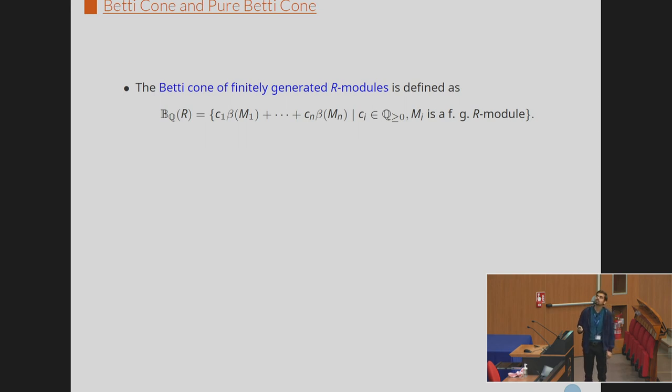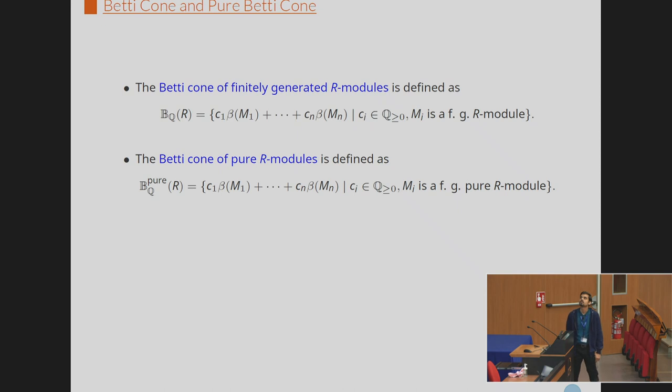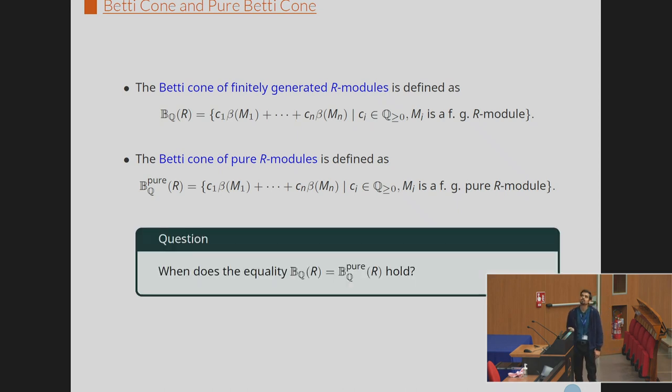So what we do is we generate a cone of all Betti tables of finitely generated graded R-modules, which we call the Betti cone. It is all non-negative rational linear combinations of Betti tables of finitely generated graded modules, so the c_i are non-negative rational numbers. And we have its subset, namely the Betti cone of pure R-modules, in which we consider linear combinations of Betti tables of pure R-modules. Clearly this is a subset of the first set. A natural question one can ask is, when does equality hold? In other words, when can I write the Betti table of any module as a rational linear combination of Betti tables of pure R-modules?